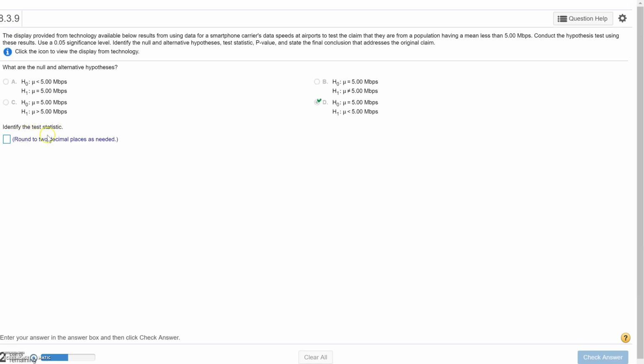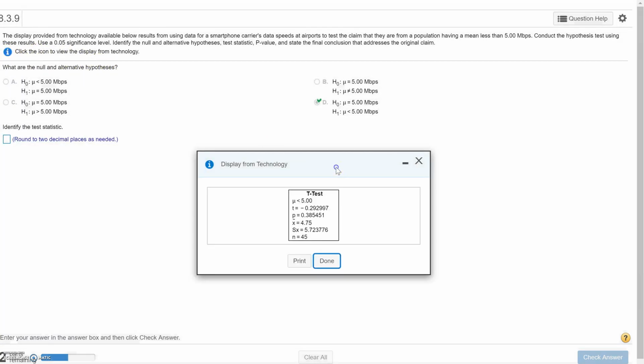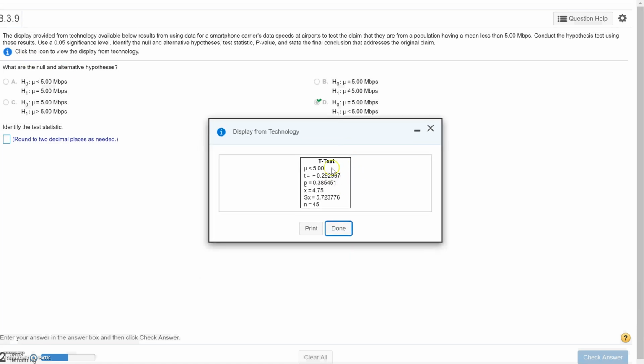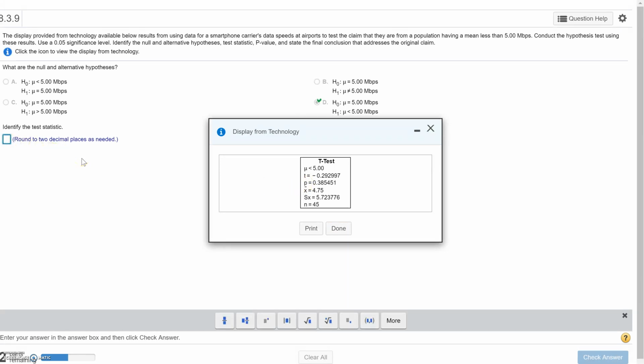Now it says here to identify the test statistic. Well, they want us to look at the display from technology. So you got to click on this icon, and this is your display from technology, and that really gives you everything that you need to know. The test statistic is, in this case, T, and here the test statistic would be negative 0.29, 2 decimal places, 29.